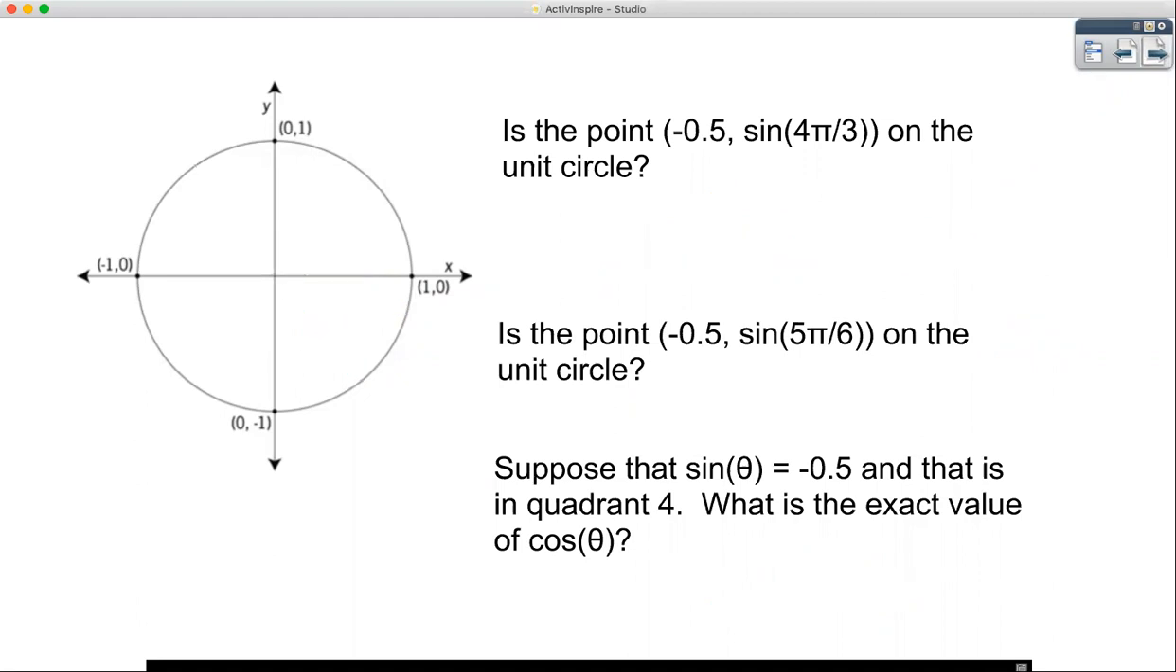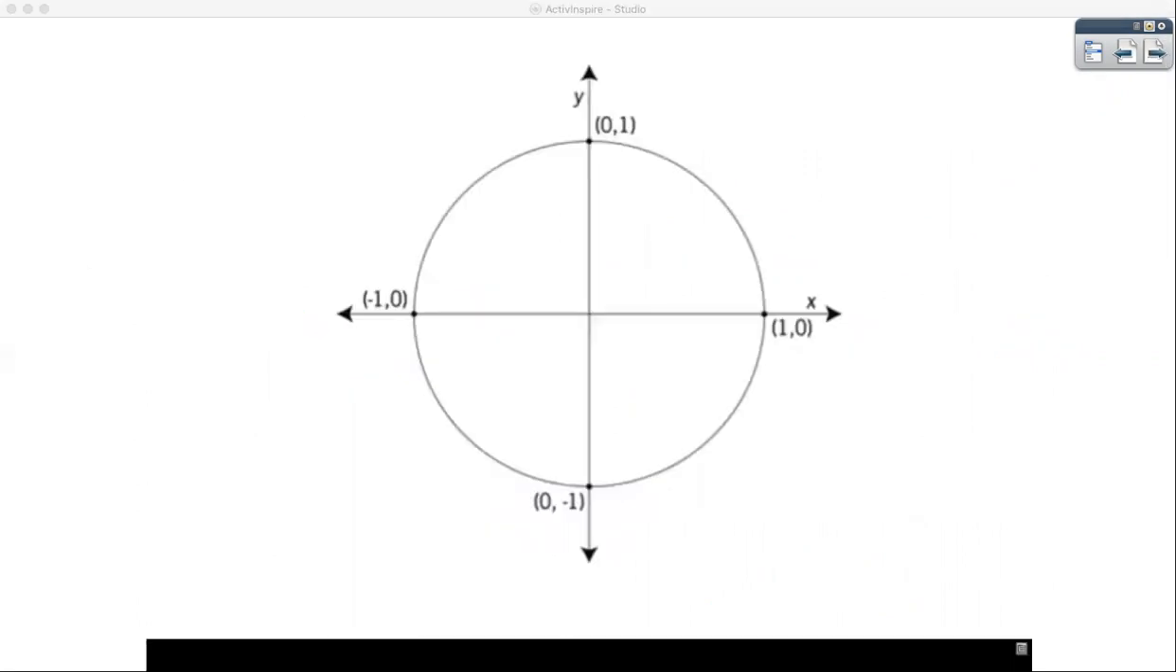I'm going to turn to the next slide so we can look at it on a clean page. If theta is an angle on the unit circle, what is the value of cosine squared theta plus sine squared theta? Think about this for a moment. Pause the video again for as long as you need.